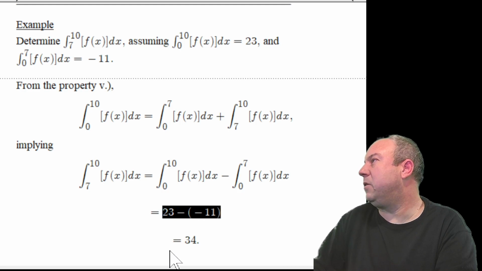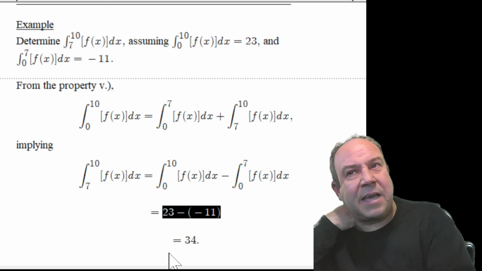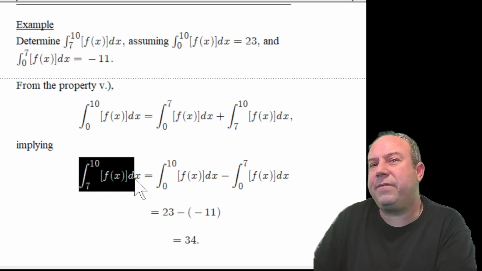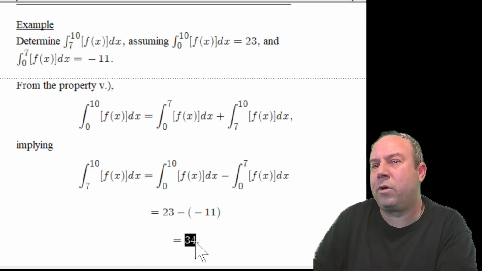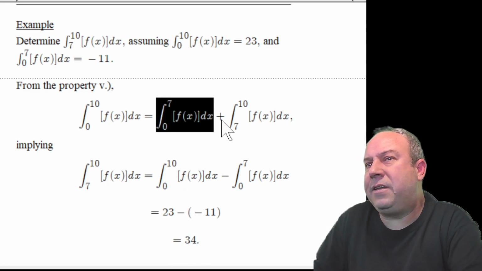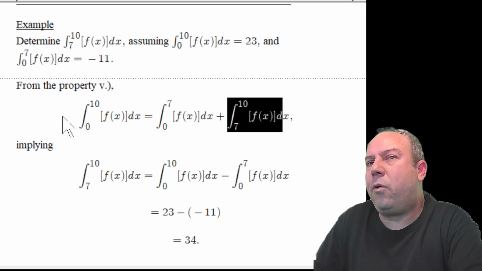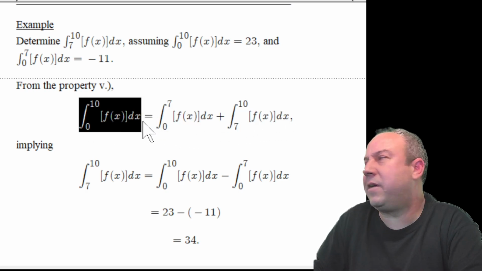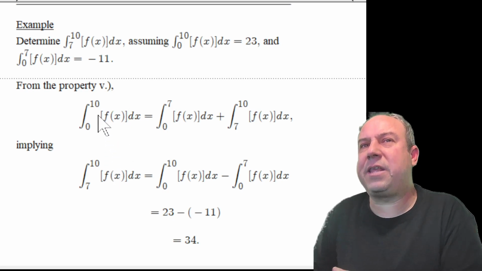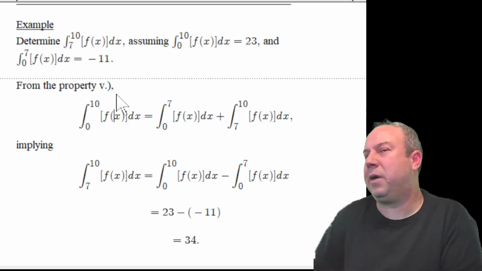Where here I'd be looking at taking 23 minus negative 11. And what I would end up finding is that the integral from 7 to 10 must be equal to 34 in value. 34, because that's the only way that I could take negative 11, add it to 34 to make it equal 23 in value. All right? And this is using that property 5 from the list above.